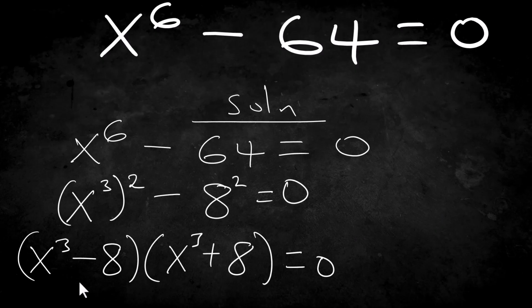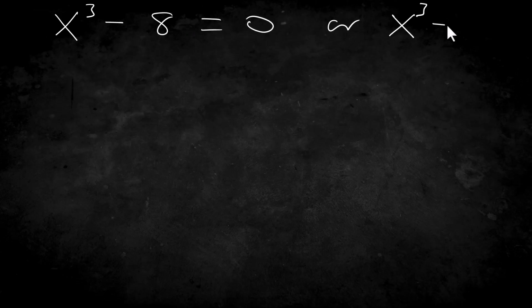Now, from here, with the zero product, we have x cubed minus 8 equal to 0, or x cubed plus 8 equals to 0. Now let's start with x cubed minus 8 equals 0. This one will give us 3 solutions, and the other will give us another 3 solutions, making 6. So let's start with this.